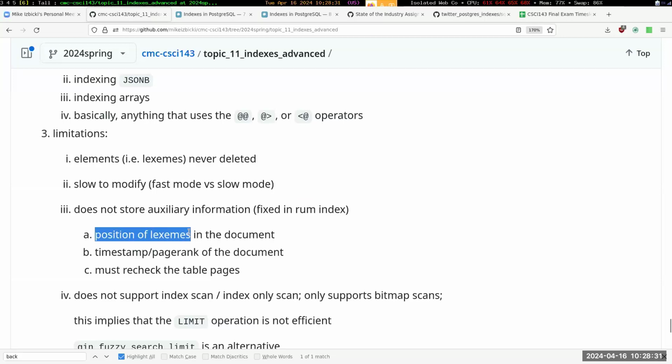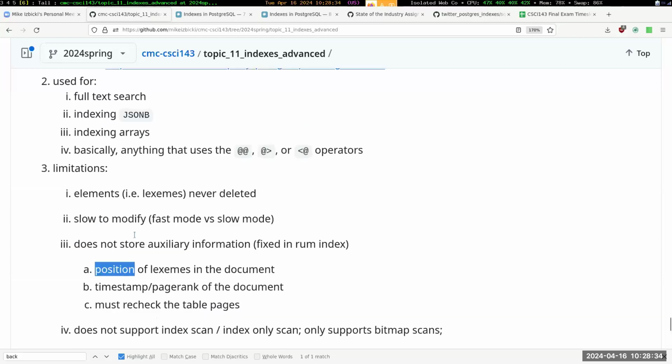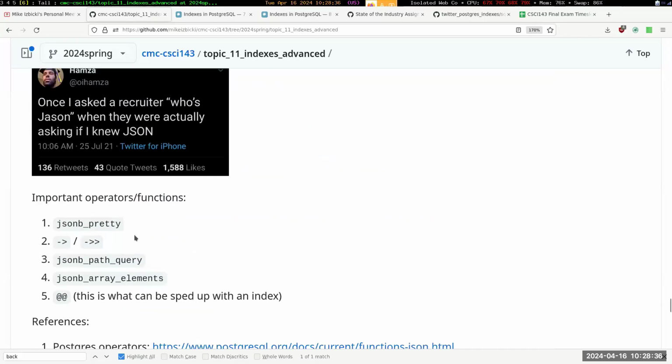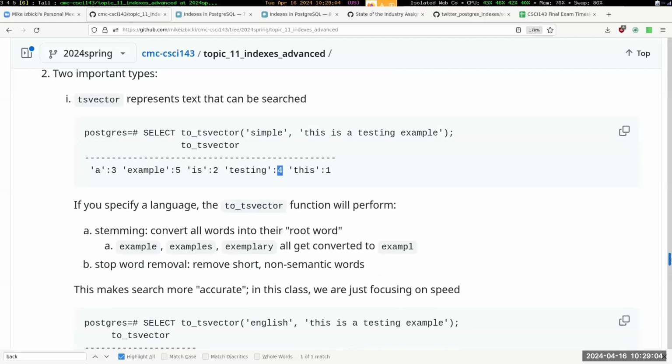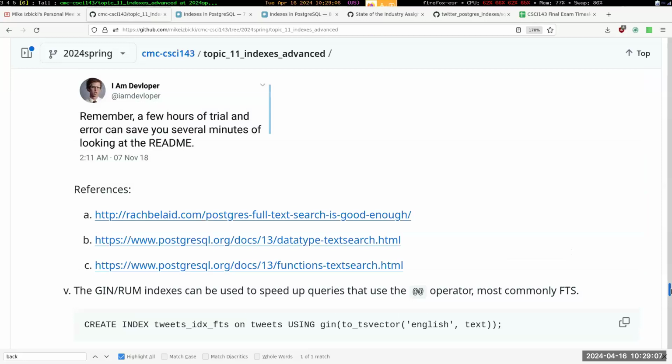Another useful piece of extra information is the position of the words inside of a document. So I'm going to come back up to our TS vector up here. The TS vector stores both the position and the word itself, the lexeme and the position that lexeme occurred in. The GIN index totally forgets about this position information. And so if your query requires two words to be right next to each other, the GIN index is not useful for that. The RUM index solves most of these problems.